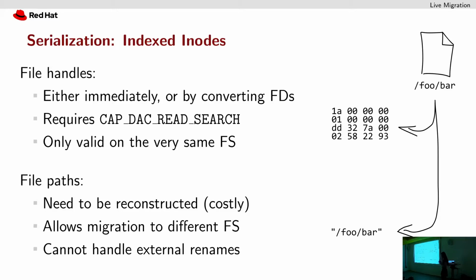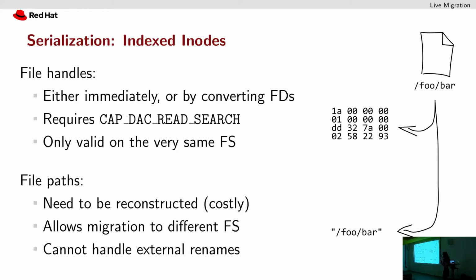Doesn't require root privileges, but, well, if you're migrating between different directories, then you have other problems like external renames, for example, where basically it's a time of check to time of use problem, right? You generate the file path, and then the file on the destination is renamed, and then the destination can't find the file, so that's too bad.